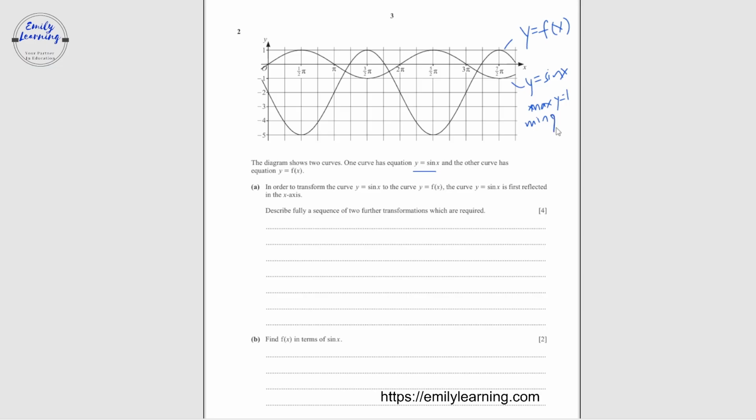Minimum value of y is minus 1, right? So the maximum value is 1, the minimum is minus 1. Okay, and this is what we have. So therefore, this is y equals sine x.